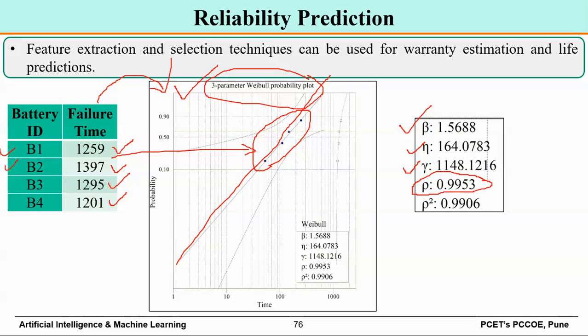And I told you many a times, when correlation coefficient value is close to 1, model is very good. Yes or no? If it is close to 0, not good model. Right? If it is close to -1, it is also good model.